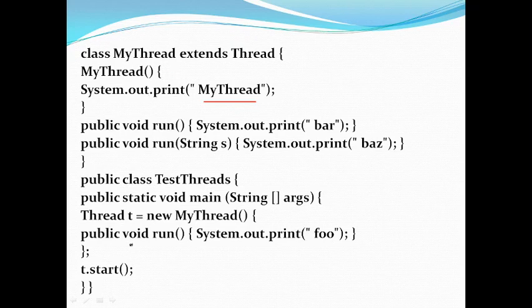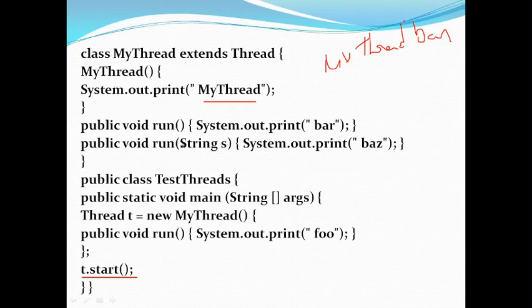Then after that I am calling the public void run, System.out.print. So what is the output? Here I am calling t.start. So t.start is going to call the run method, and automatically the run method calls System.out.print. You may think the output is "my thread bar". So it is not "my thread bar".